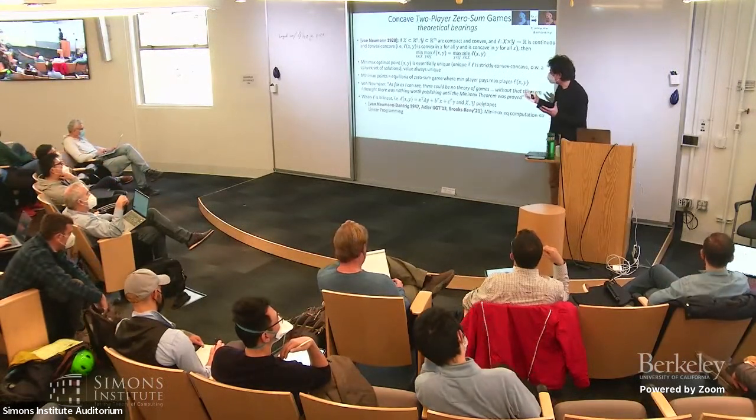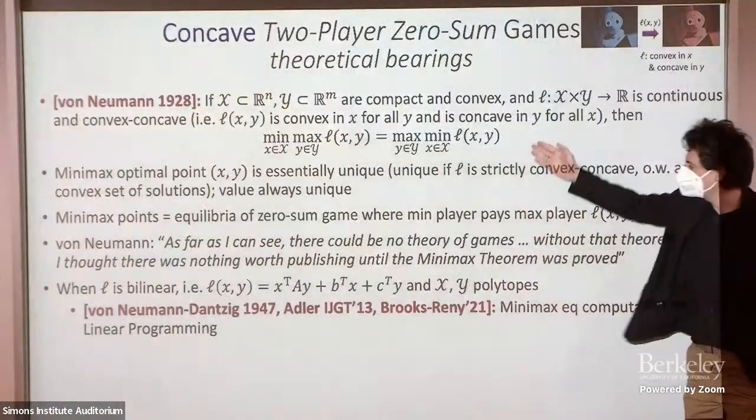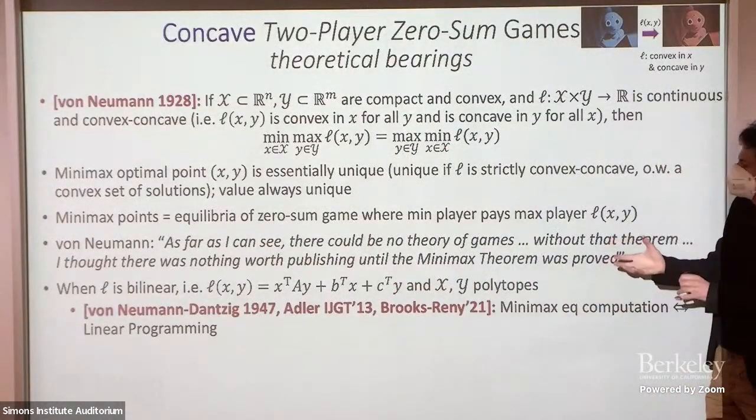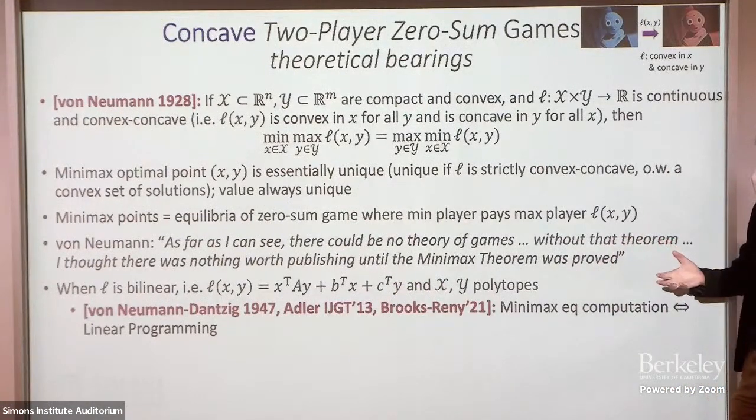All right. So other things we know about it is when your loss function is bilinear, like this one, and your constraint sets are polytopes.